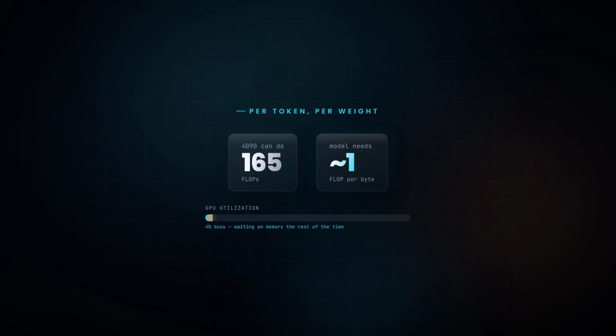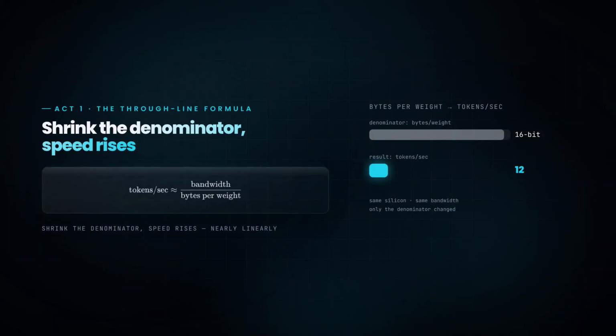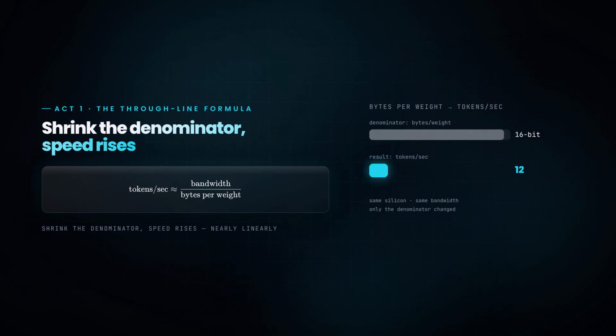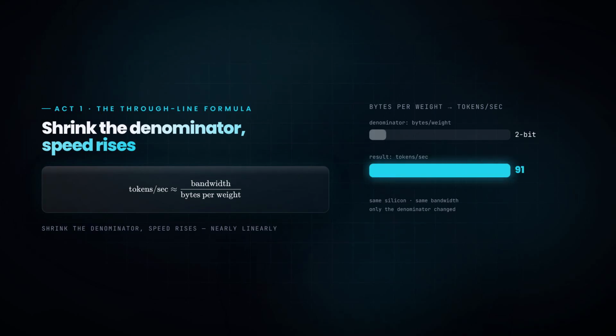If inference speed is bandwidth divided by model size, then making the model smaller doesn't just make it fit. It makes it faster, nearly linearly. Shrink weights 4x, get roughly 4x the tokens per second on the same silicon. Same paper. Quantizing weights to 4 bits lifts that arithmetic intensity number from about 1 to about 4. Still memory bound, but 4 times less starved.